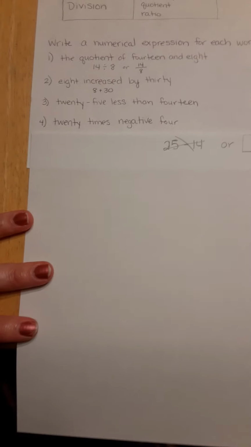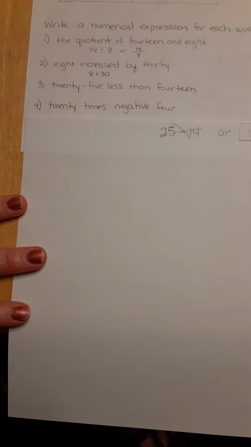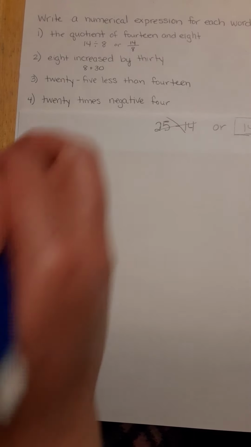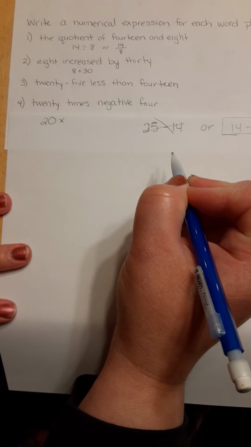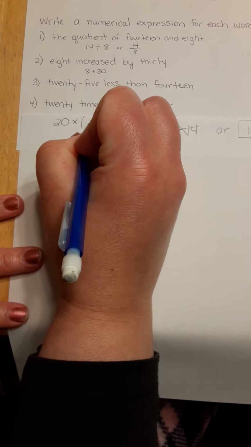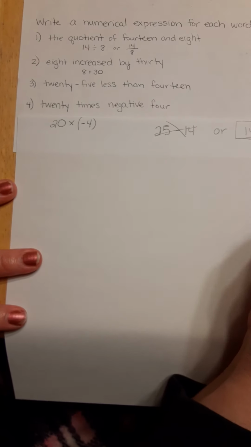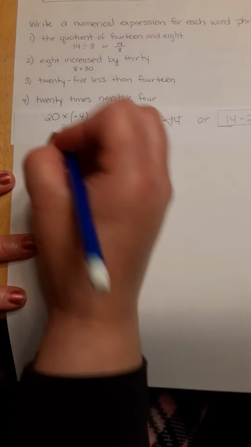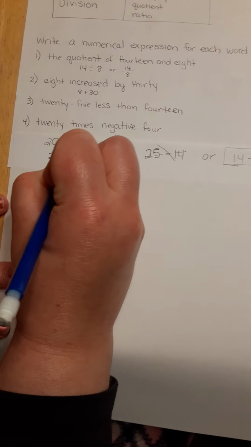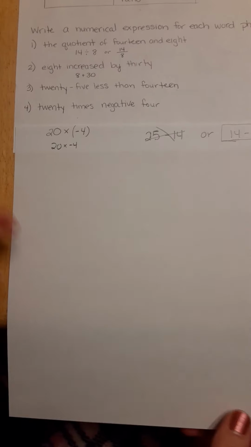It says 20 times negative 4. Okay, what does times mean? Times means multiplication. So I'm simply going to go 20 times, and it says a negative 4. Remember, when doing our homework assignments, we always tend to put negative 4 together in parentheses. If you forget to do that, no problem. 20 times negative 4 is perfectly fine too. Okay, so that's kind of getting us warmed up a little bit to things.